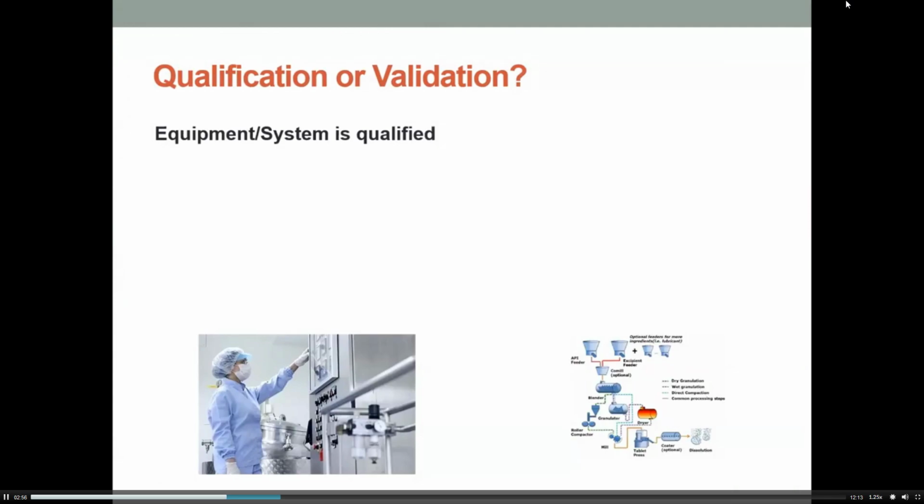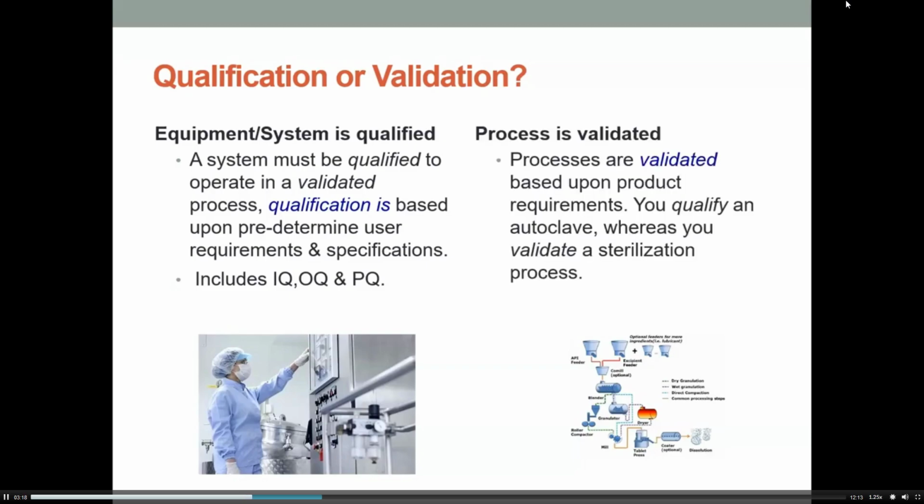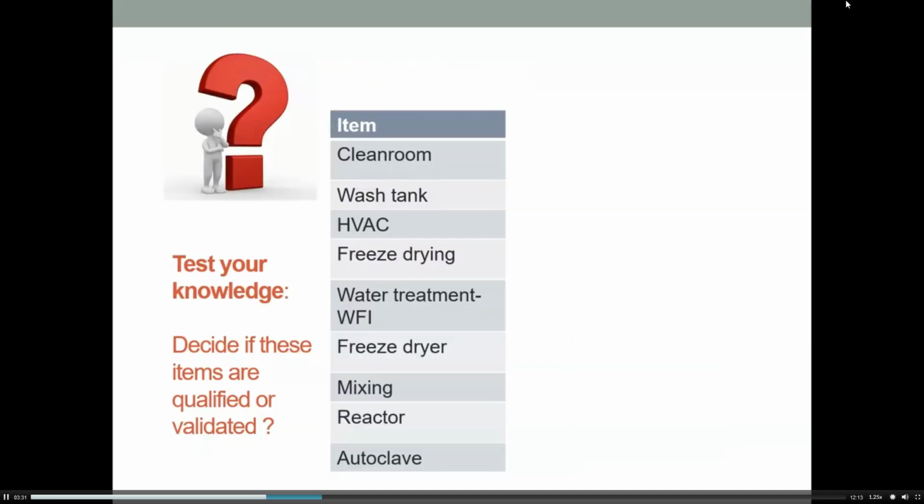Qualification or validation. So an equipment or a system is qualified. A system must be qualified to operate in a validated process. Qualification is based upon predetermined user requirements and specification. So that includes your IQ, your OQ, and your PQ. So when your system or your equipment is qualified, your process is validated. So processes are validated based upon product requirements. So you qualify an autoclave where you might validate the sterilization process. That includes your IQ, your OQ, your PQ, and your process validation as well.